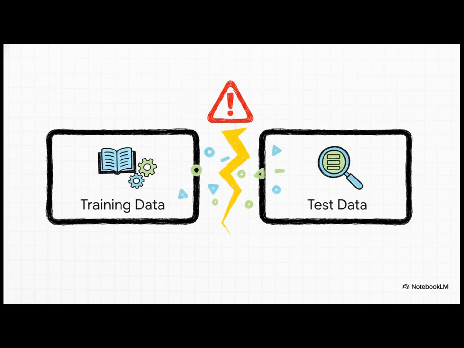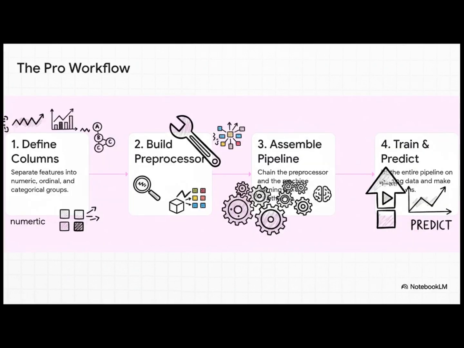And maybe the worst of them all is something called data leakage. It's basically when information from the data you're supposed to be testing on accidentally leaks into your training process. It's like letting your model peek at the answer key before the test, and it gives you a totally fake sense of confidence. And this is the professional workflow that prevents all those problems.